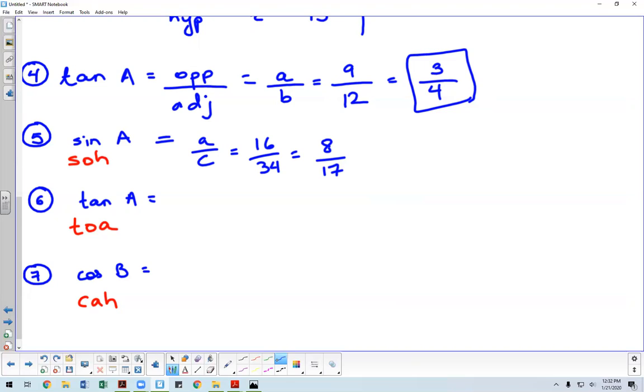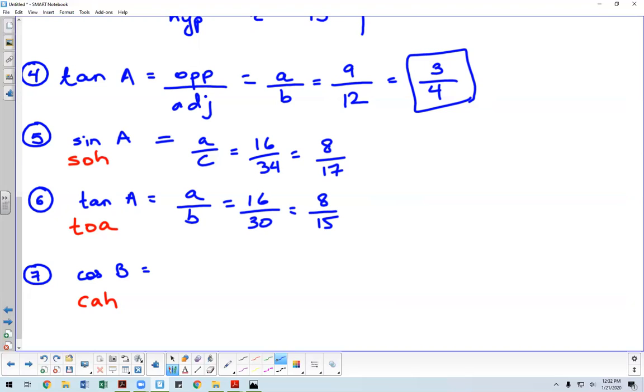So it's 16 over 30, and then you reduce it to 8 over 15. Right, because you're looking at opposite over adjacent, right? So that would be A over B. So 16 over 30, and what did that reduce to? 8 over 15. Because there's nothing common further than that, right? Alrighty.